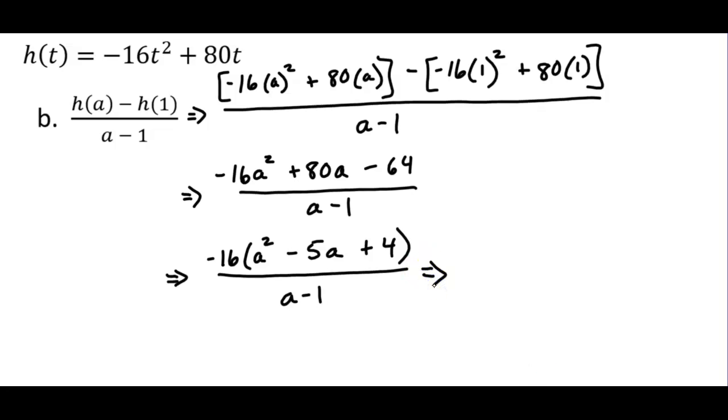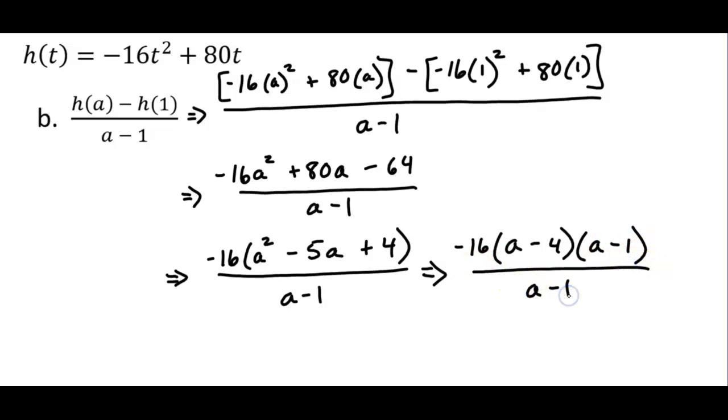Okay, so then the question is, does that trinomial now, a squared minus 5a plus 4, does that factor? And it actually does. Factors into a minus 4 and a minus 1. And great news, right? So here's the light at the end of the tunnel. The a minus 1s are going to cancel, so yay.